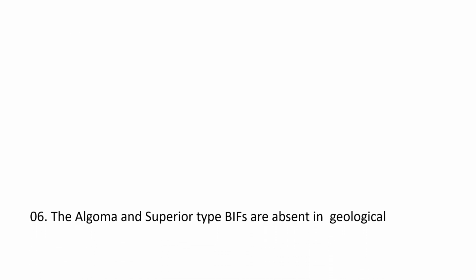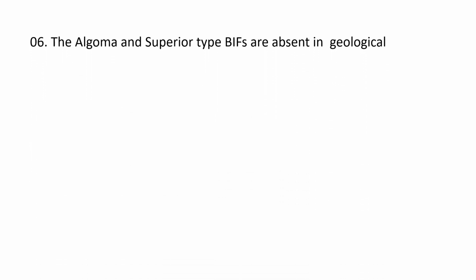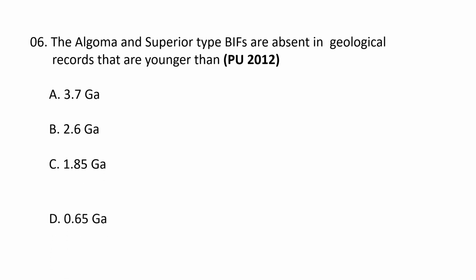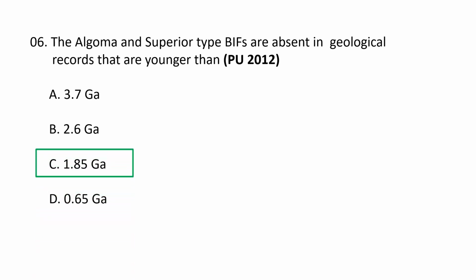And next question, the Algoma and Superior type banded iron formations are absent in geological records that are younger than A. 3.1 billion years ago, B. 2.6 billion years, C. 1.85 billion years, and D. 0.65 billion years. So the correct option is 1.85 billion years.